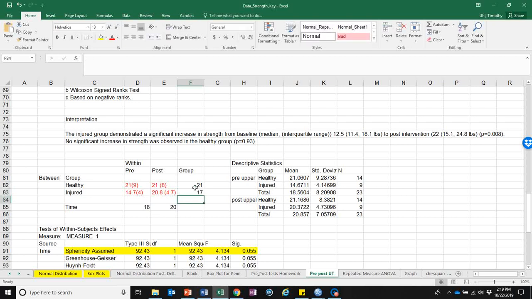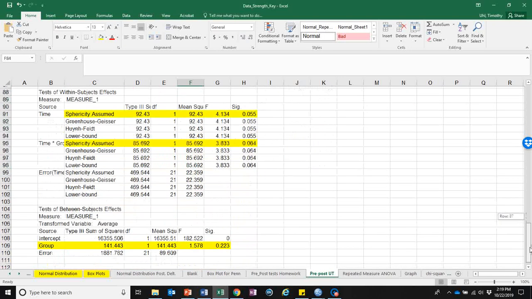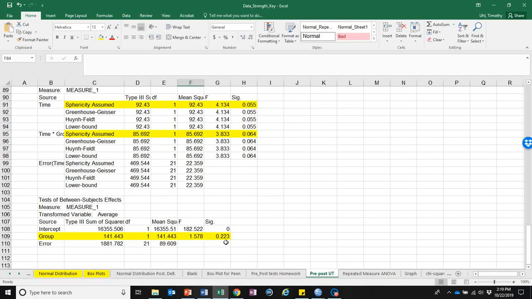So it's analyzing between groups, is this significantly different regardless of the two time points? And the answer to that is no. So we trended toward an interaction, but in reality, we did not find a significant difference between group. We did not find a significant difference between time.